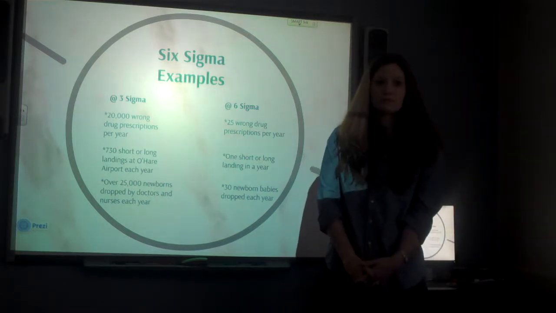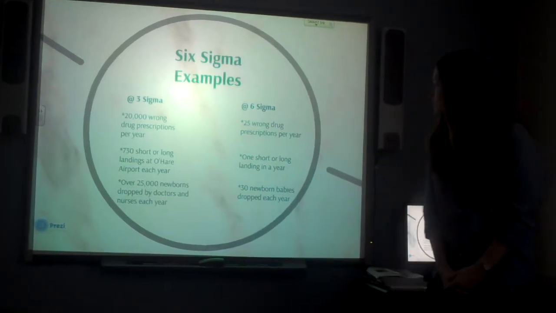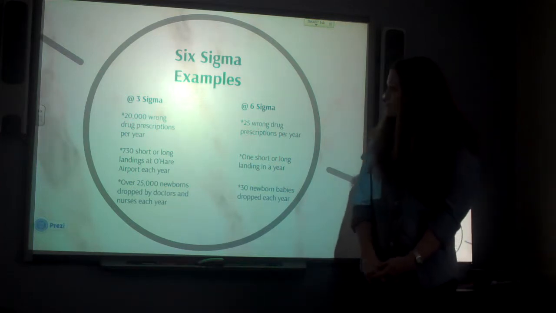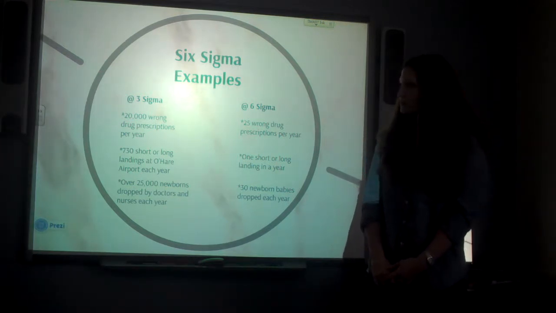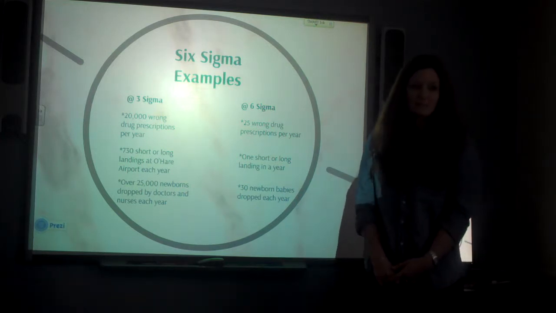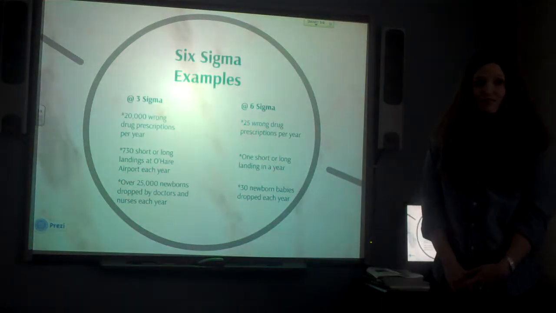So what she's talking about here is a possible accident. That's why when you look at something like 730 short or long landings, that's a lot. But by using the 6 sigma, it's gone to 1 short, 1 long, which is amazing, when you think about an airport like O'Hare, which is very, very busy.